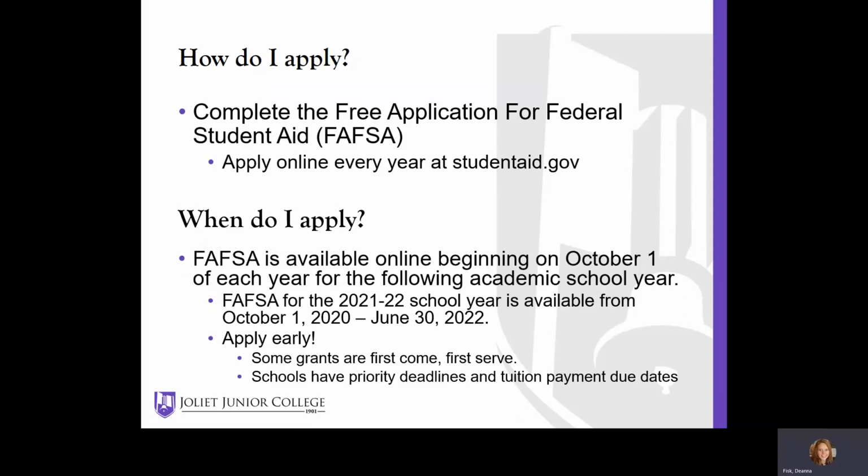So, for example, if you're going to be attending college in fall of 2022, you'll want to do your FAFSA on October 1st of 2021. Apply early, as some grants are first come, first serve and do run out, and some schools have priority deadlines and tuition payment due dates that you'll need to be aware of.